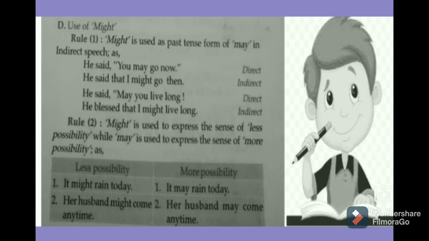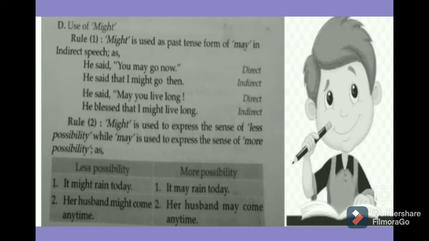Here again you can see when the reporting verb is in past tense, may is changed into might. He said, you may go now. It's direct speech. If you change the sentence into indirect speech, the sentence will be, he said that I might go then. Next one, he said, may you live long. Indirect speech, he blessed that I might live long. Okay. Now rule number 2.